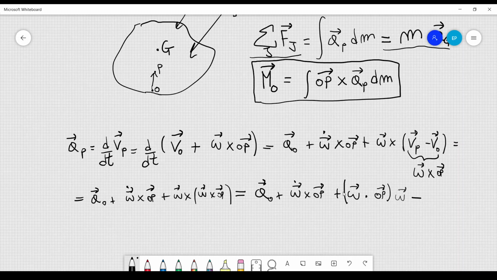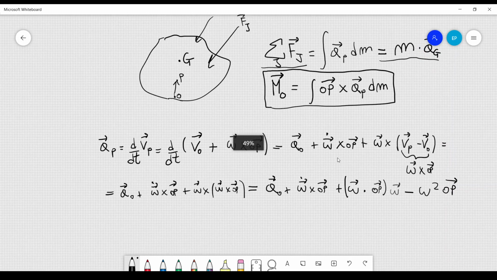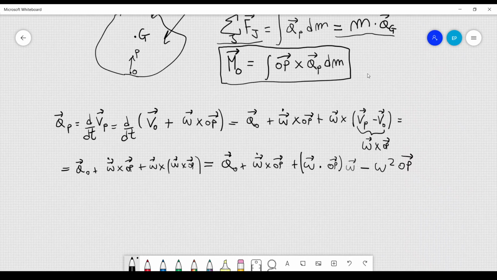And then we have minus, and then we have the dot product between these two vectors. So we have minus omega squared times the third vector, so we have OP. So we can rewrite the acceleration of the point P like this. And what I want to do is substitute this expression in here.